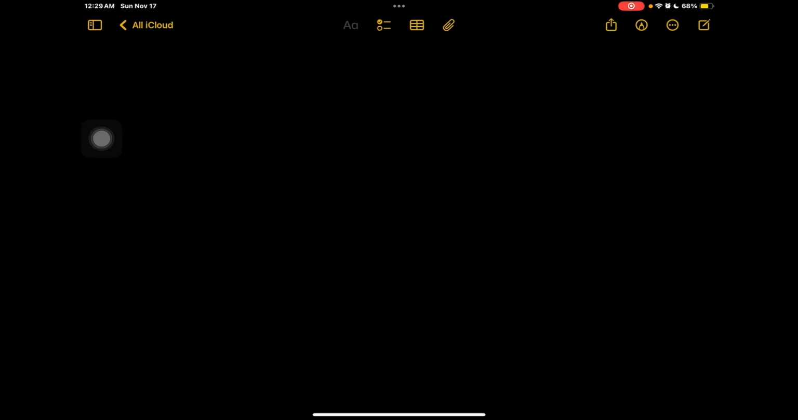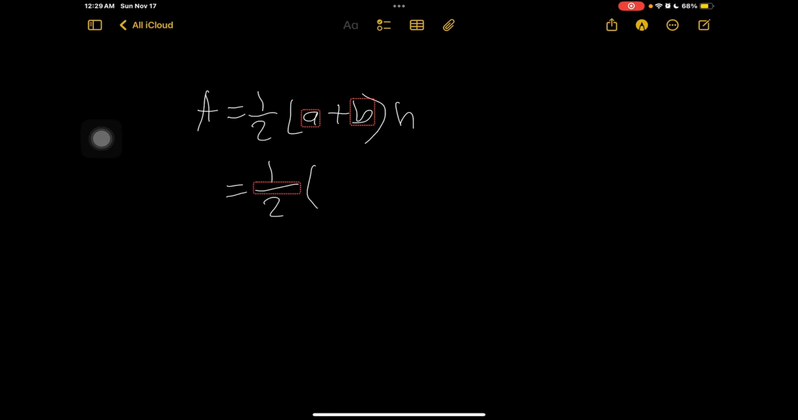So the formula of the trapezoid is area is equal to 1/2 (A plus B) times h, height. So 1/2, and our A is 10 meter, plus our B is 6, and our height is 4 meter.